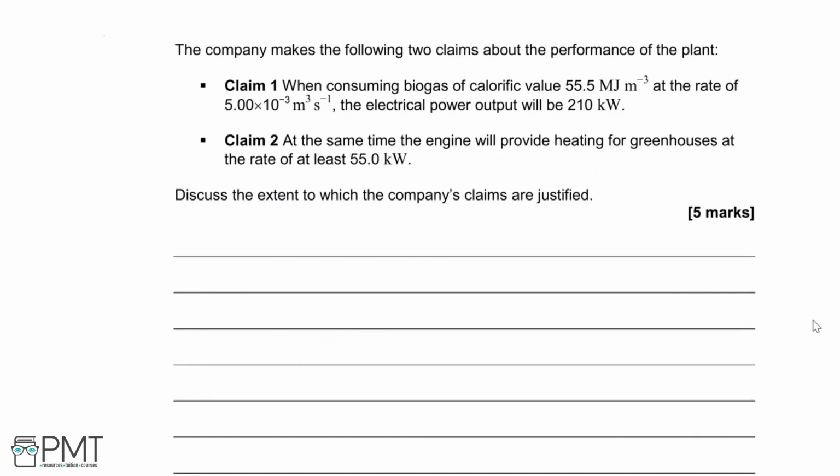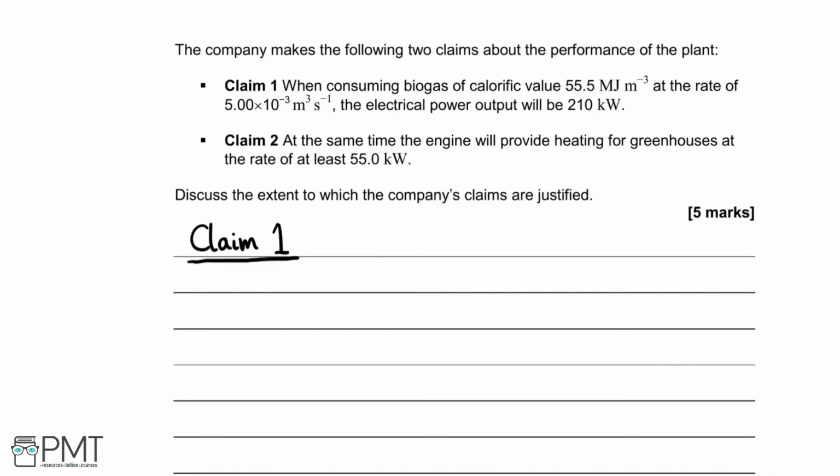The company makes the following 2 claims about the performance of the plant. Claim 1. When consuming biogas of calorific value 55.5 megajoules per meter cubed at the rate of 5 times 10 to the minus 3 meters cubed per second, the electrical power output will be 210 kilowatts. And then for claim 2, at the same time, the engine will provide heating for greenhouses at the rate of at least 55 kilowatts.